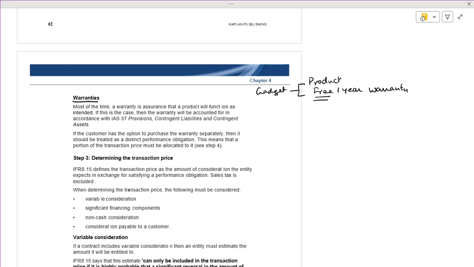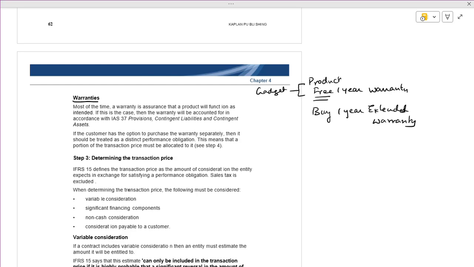We will do this in the next few slides. Okay, next few pages. It's not free. They will say that you can buy a 1 year extended warranty. Get my point? Now, when you are saying it's an extended warranty, see the thing.